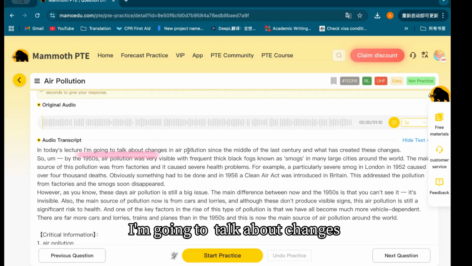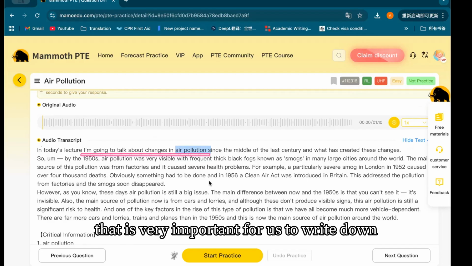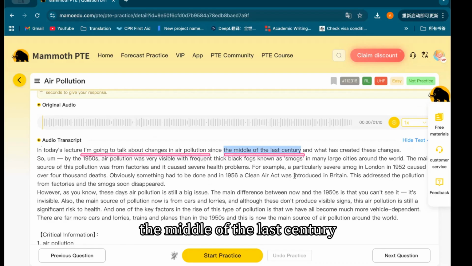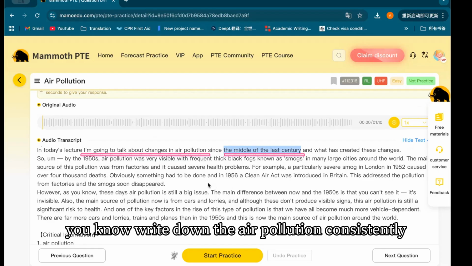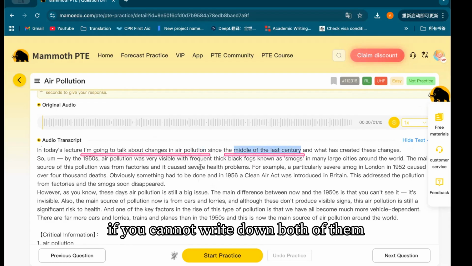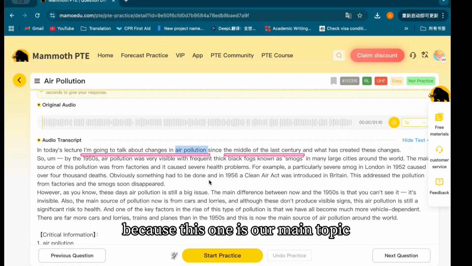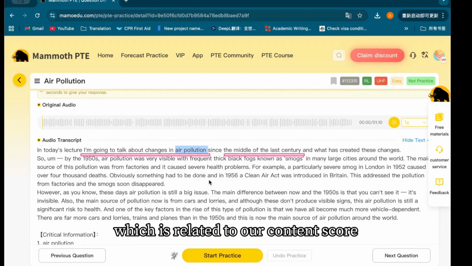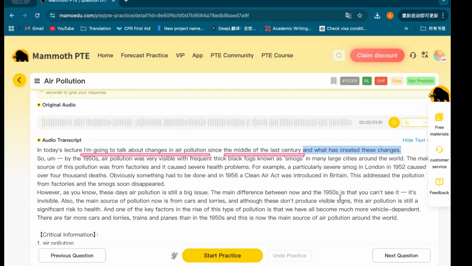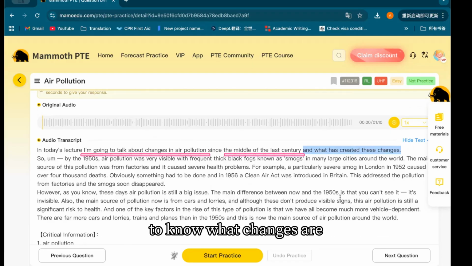Especially like, I'm going to talk about changes. What changes? The air pollution. That is very important for us to write down. And you can also write down the time, the middle of the last century. It depends on you whether you can write down both air pollution and the middle of the last century. If you cannot write down both of them, you need to focus on the first phrase, air pollution, because this one is our main topic, which is related to our content score. Alright, and then, what has created these changes? We need to listen for more information to know what the changes are.